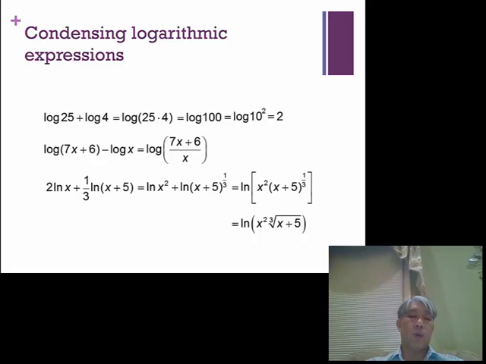In the second case, we use the quotient rule, and we end up with log of 7x plus 6 divided by x. The third one's more complicated, but again, it's just a matter of applying the various logarithm expressions in order until we end up with the final result.